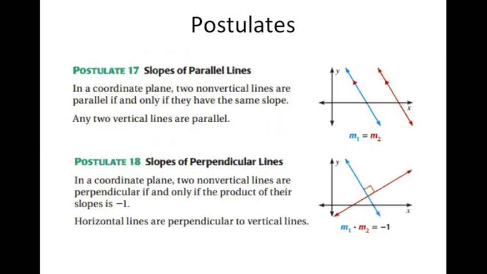And by the way, a horizontal line is always going to be perpendicular to a vertical line. We accept that just as a definition. We cannot necessarily prove that because the slope of a vertical line is again undefined. Okay? Alright, let's do an example with parallel lines.